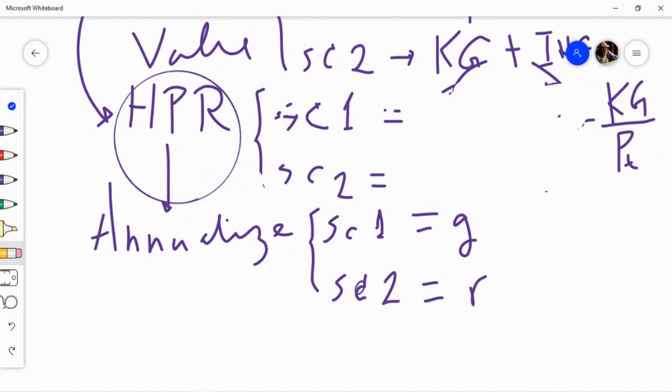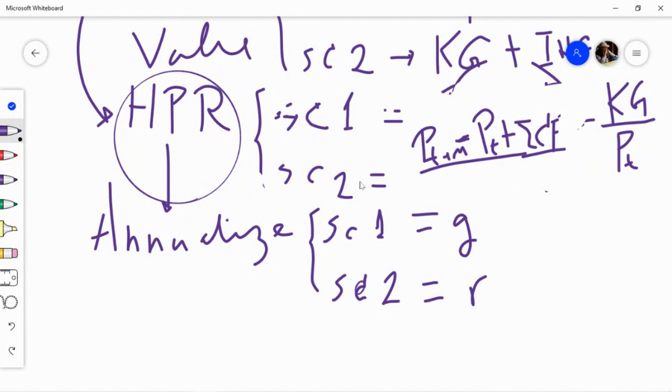In scenario 2, it will be PT plus N minus PT, which is capital gains, and then plus the sum of all the cash flows during the holding period, divided by PT. Okay, so obviously, this is the capital gains, of course.